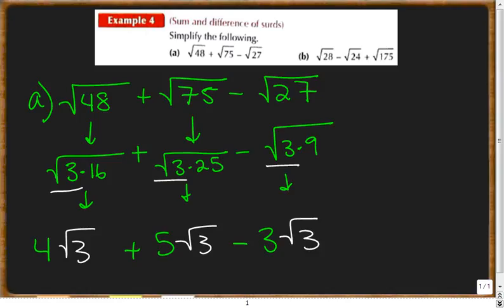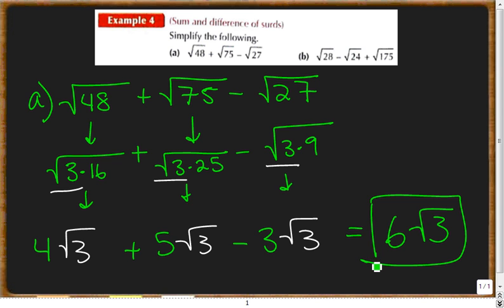Well, now we can just simply go ahead and add them, because they're each talking about I have 4 square roots of 3 and I had 5 square roots of 3, but then I take 3 away. So you would end up with 6 square roots of 3. So this is trying to get a common unit, a common weight involved to where we can actually add and subtract them from each other.